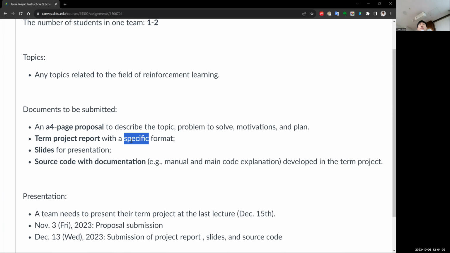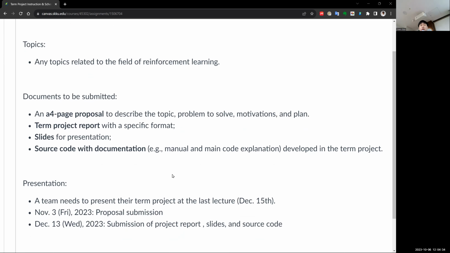So here, how many of you have used LaTeX? Overleaf, the online LaTeX, like an academic paper writing environment. Okay, 2 students. So I will provide both LaTeX format and the Word format, so you can write the term project report, slides for presentation, and the source code with documentation. Documentation means that you need to have a manual and some code explanation.